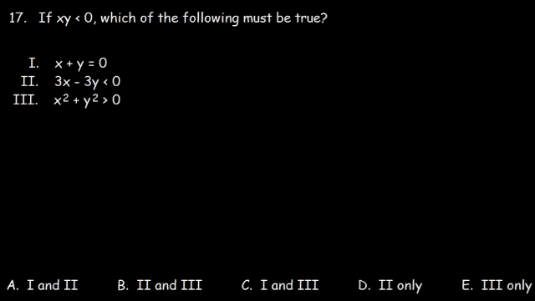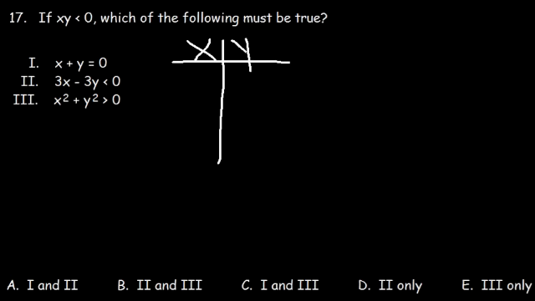17. If x times y is less than 0, which of the following must be true? So in this problem, let's try to disprove every statement. The one that we cannot disprove is the one that must be true. So let's choose two values for x and y such that the product is equal to a negative number, because the product x and y has to be less than 0, which means it has to be negative.